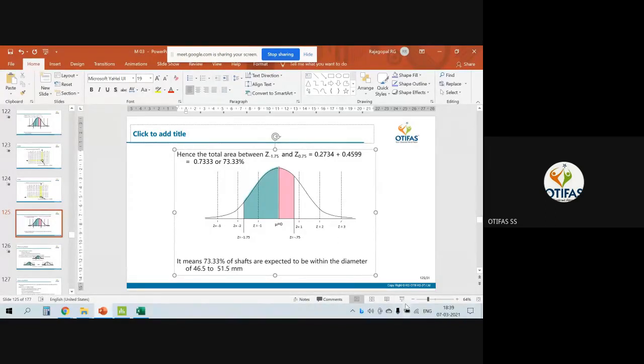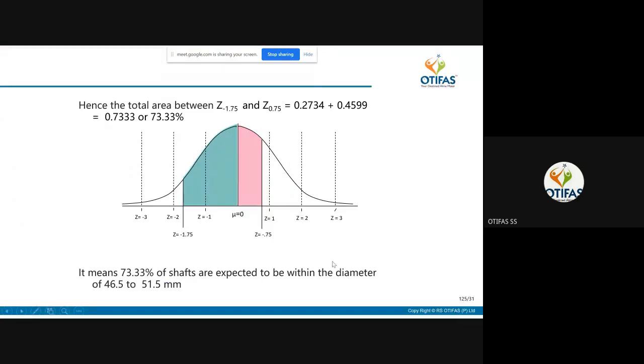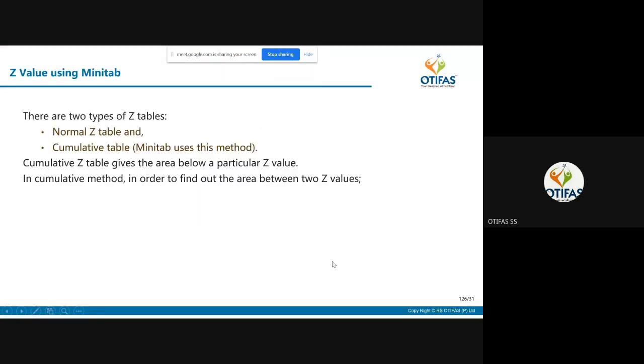So 73.33% of the product is expected to fall between the diameter range of 46.5 to 51.5. Clear? So these are the uses of standard normal distribution. Now there are two types of Z tables, normal Z table and cumulative Z table. Minitab uses this method. Even Excel also uses this method, cumulative table. So that is why we got this in Excel. So what I was finding is a normal Z table, okay?